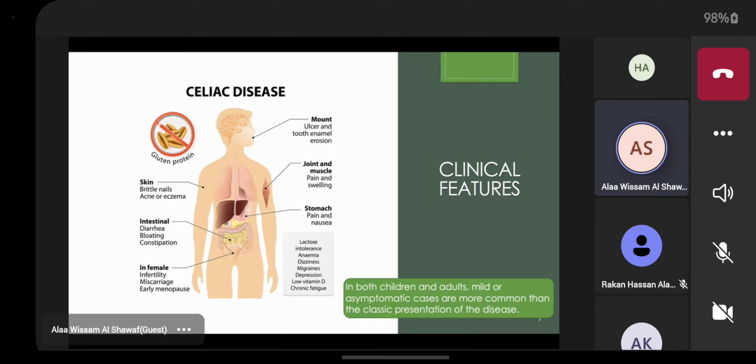We also have endocrine symptoms such as autoimmune thyroid disease, type 1 diabetes mellitus, and we have associated chromosomal syndromes that are Turner and Down syndrome. And lastly, we can have other associated conditions such as inflammatory bowel diseases, rheumatoid arthritis, sarcoidosis, and selective IgA deficiency.